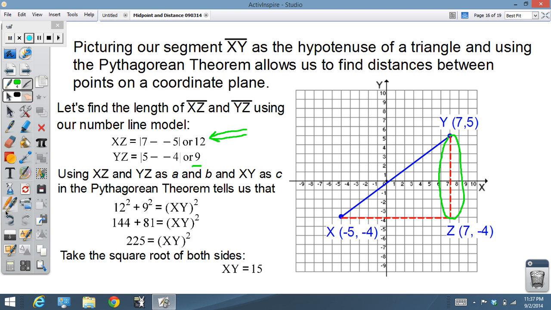Using the number line model that we started with, the absolute value of the difference of the endpoints, we know that XZ must be, again, order doesn't matter since we're taking the absolute value, 7 minus -5, or 12 for that length right there. Next, I did the same thing for the y dimension here, which is 5 minus -4, or 9. So what we got is 12 and 9 for the legs of our right triangle. I plug it into the Pythagorean theorem. 12 squared plus 9 squared must be XY squared, or 144 plus 81, or 225. When we take the square root of both sides, we find the distance between X and Y must be 15.